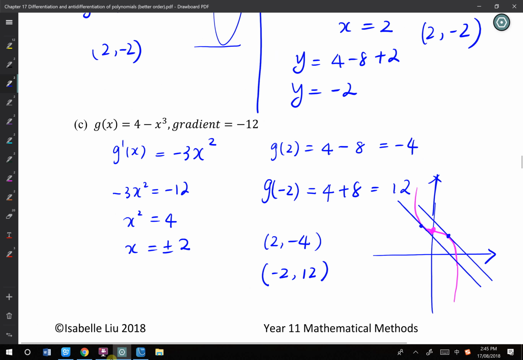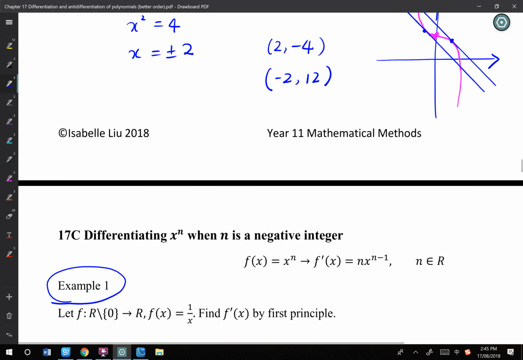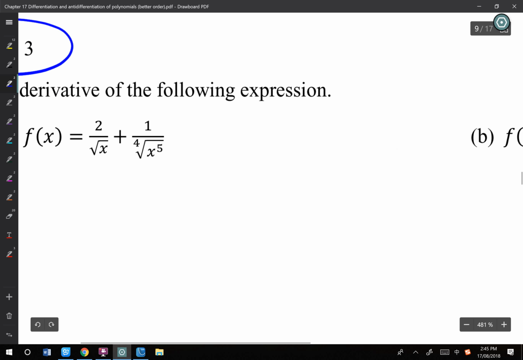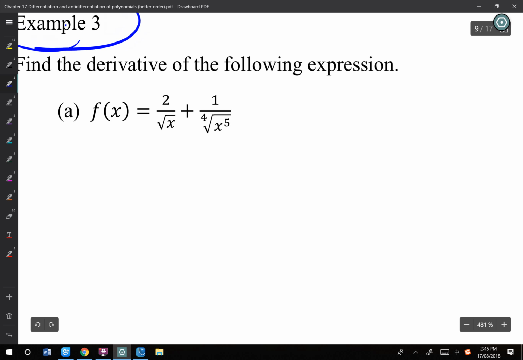That's c. Let's not do example 1 first. Let's do example 3 first. Find the derivative for that. Well, it's easy to find the derivative for that.